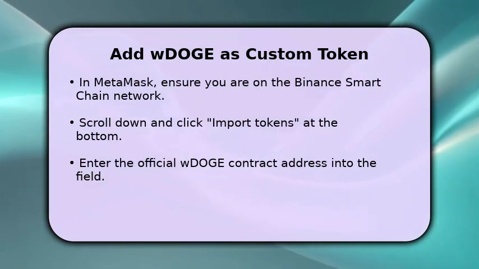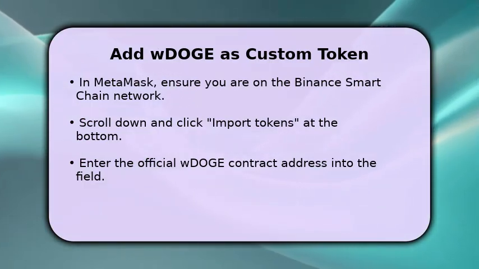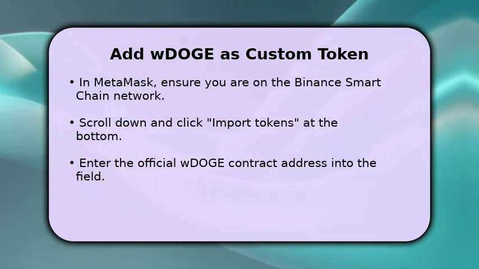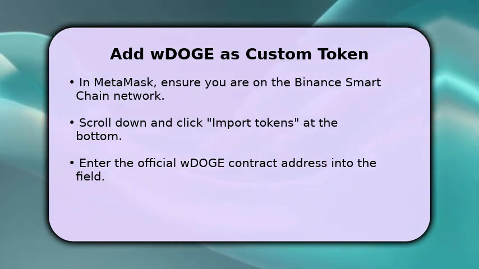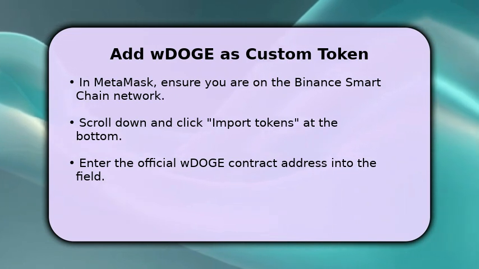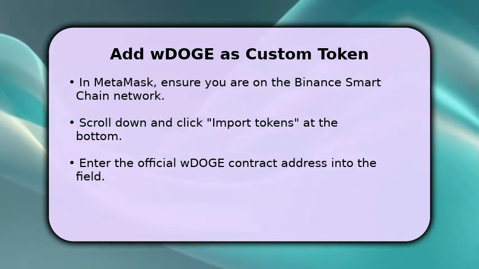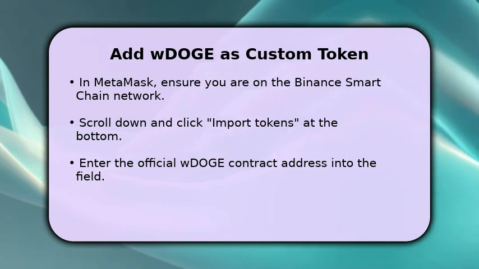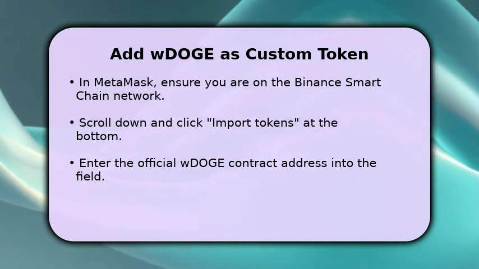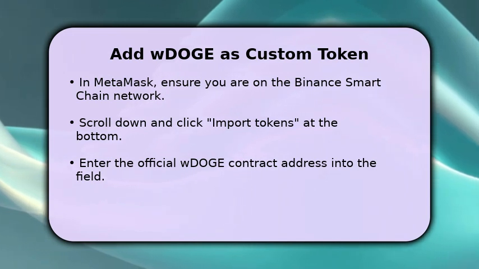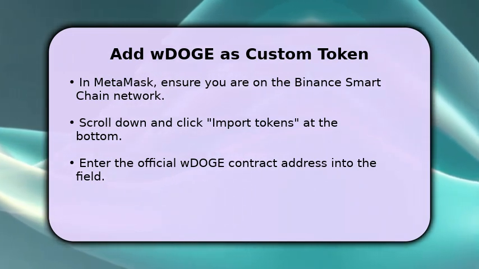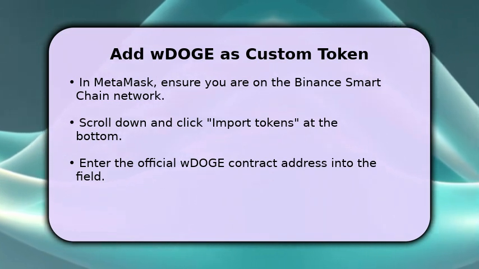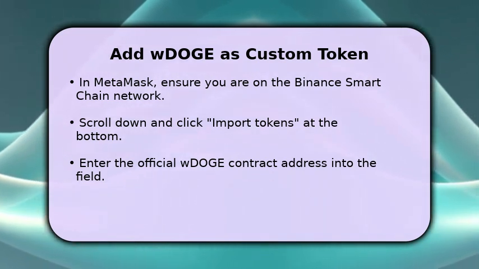Finally, to see your WDoge balance, you need to add it as a custom token in MetaMask. Make sure your wallet is still connected to the Binance Smart Chain network. Scroll down in your MetaMask interface and click on Import Tokens. You will then enter the official contract address for Wrapped Dogecoin into the Token Contract Address field. The token symbol and decimals should automatically appear. Confirm by clicking Add Custom Token, and your WDoge balance will now be visible in your wallet.